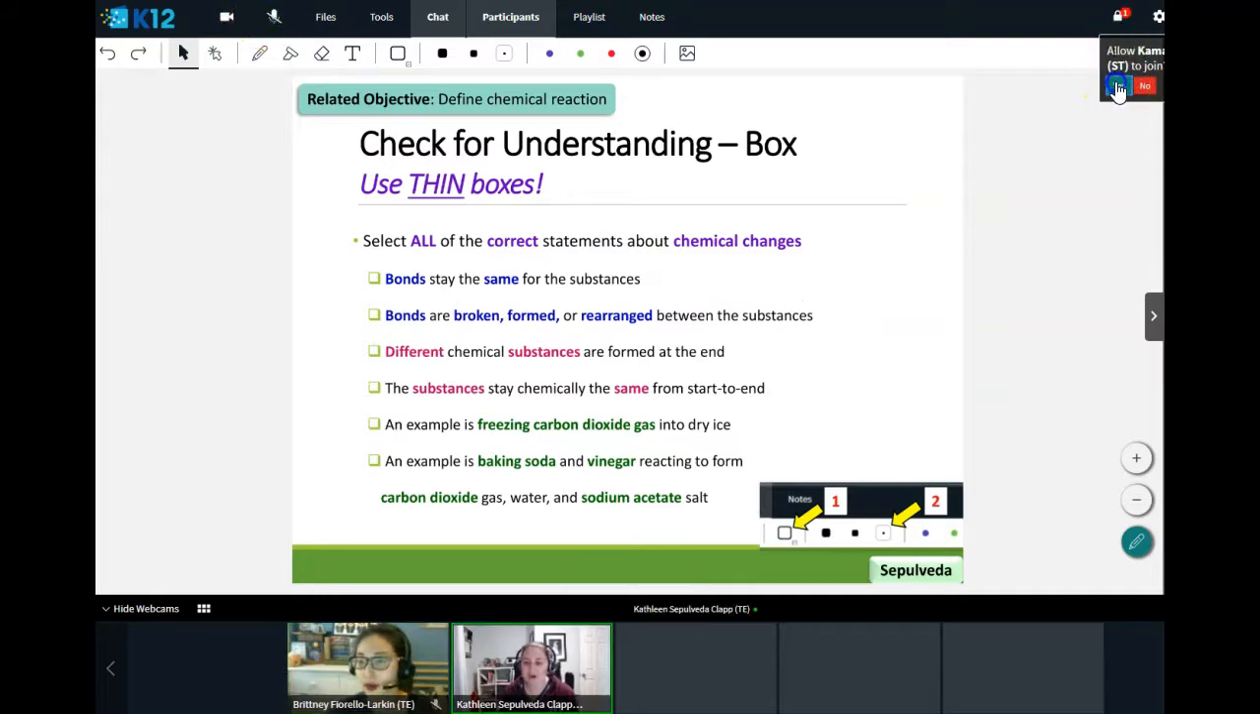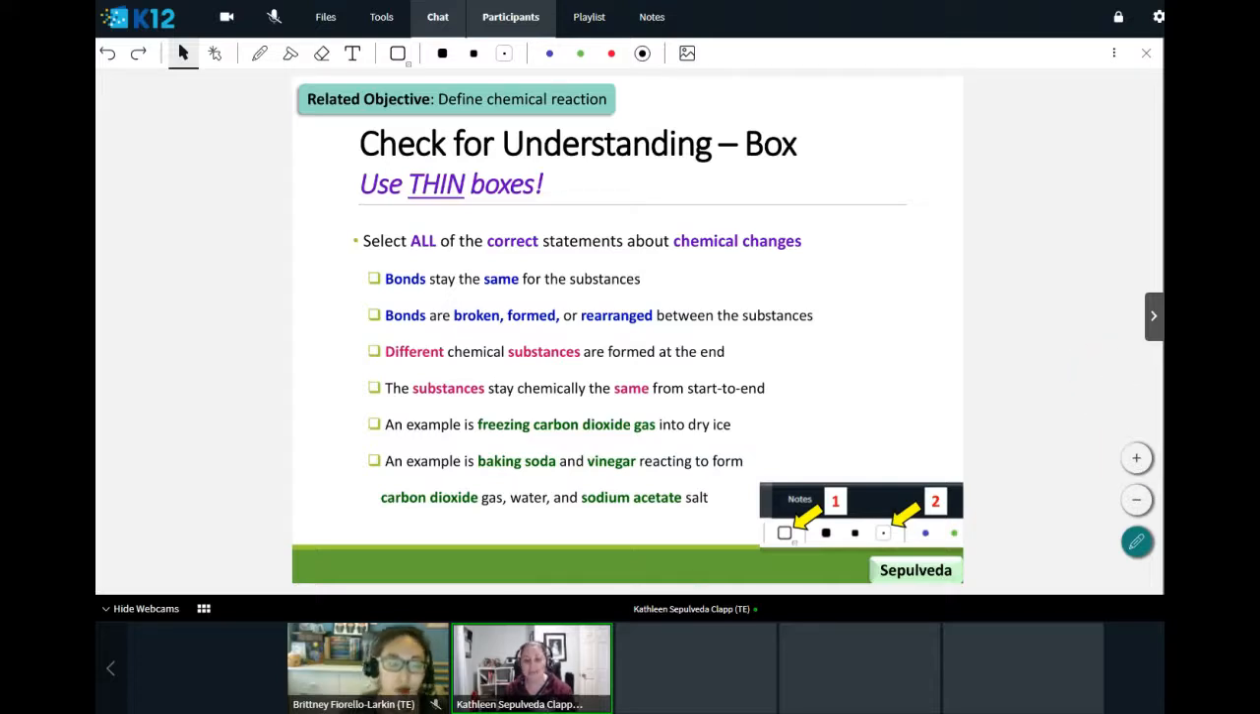Let's take a look at this. So, select all the correct statements about chemical changes. Bonds stay the same for the substance, or bonds are broken, formed, or rearranged between the substance. That's one answer, so pick one. Next part of the answer is different chemical substances are formed at the end, or the substance stays chemically the same from start to end. Remember, we're looking at chemical changes here. And that would be an answer for the second part.